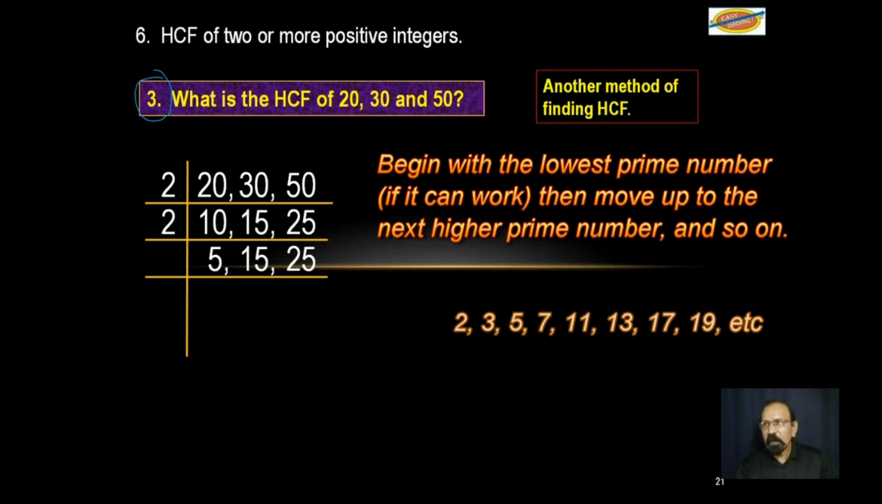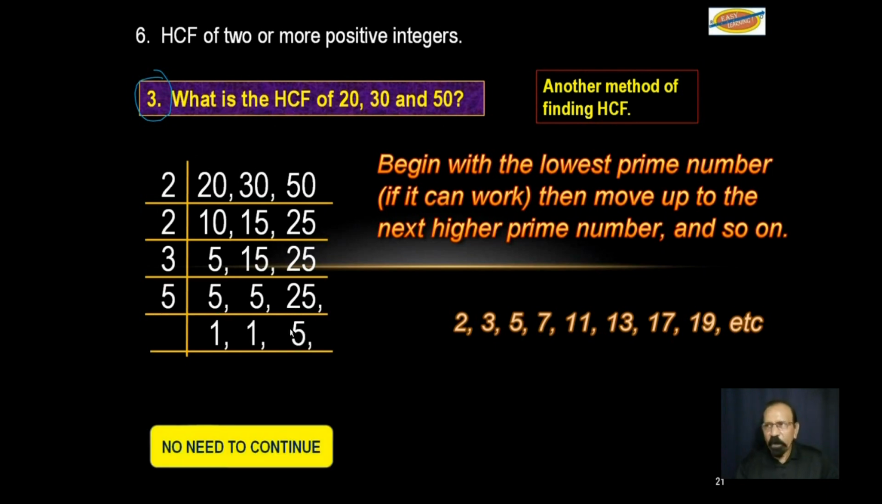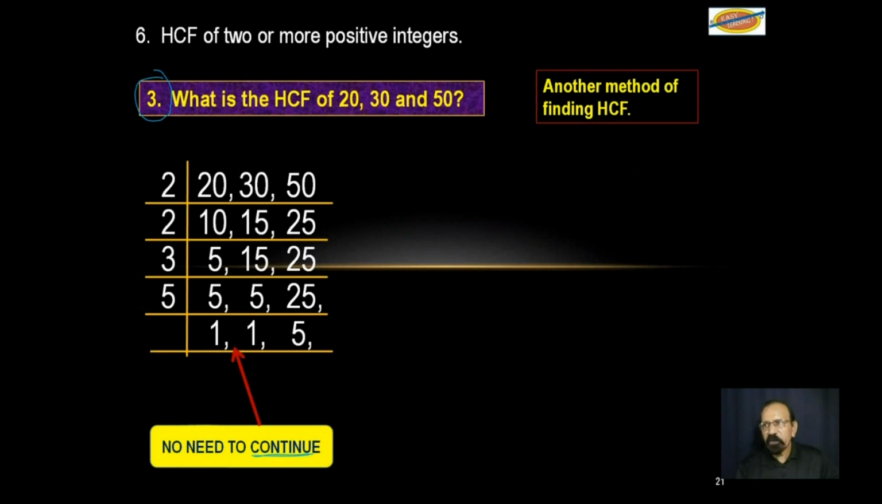Let's try 3. 3 into 5, can't, bring it down. 3 into 15, 5. 3 into 25 can't go, bring it down. So what should we try now? The next higher prime number, which would be 5. So 5 into 5, 1. 5 into 5, 1. 5 into 25, 5. At this point, you don't need to continue. And I'll explain that in a moment. You just stop here. Once you get 1 in any one of these rows, you stop.